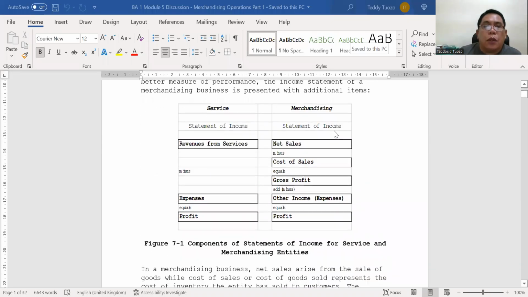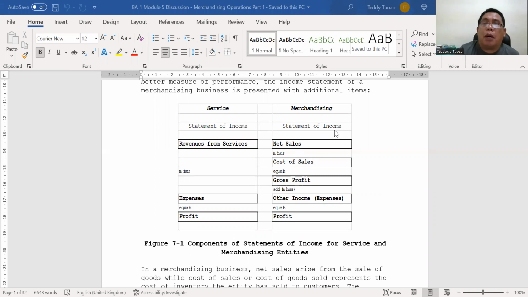Okay, so Figure 7.1 is just a summary of how a service concern's income statement is prepared. You have there the statement of income for a service concern or service type of business. You have revenues from services, or the income from services, minus operating expenses, which equals profit.